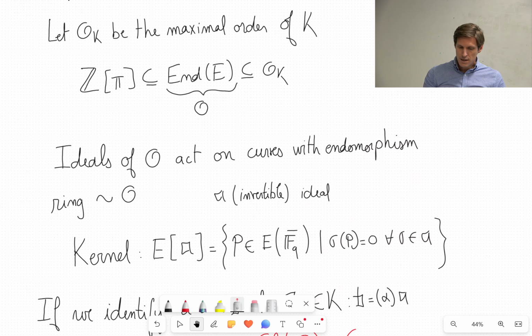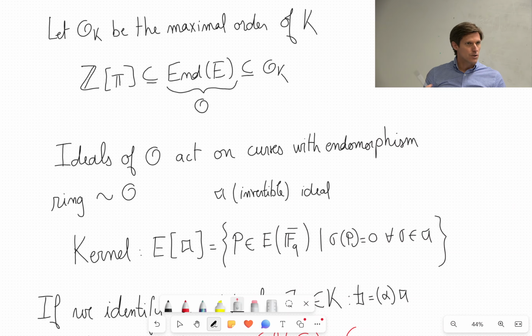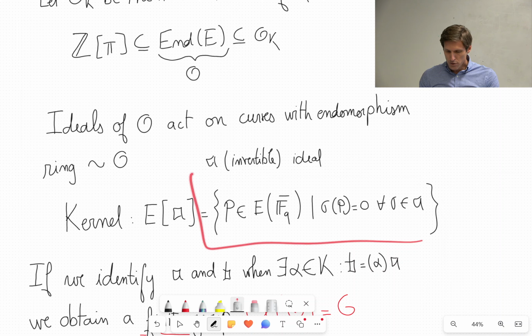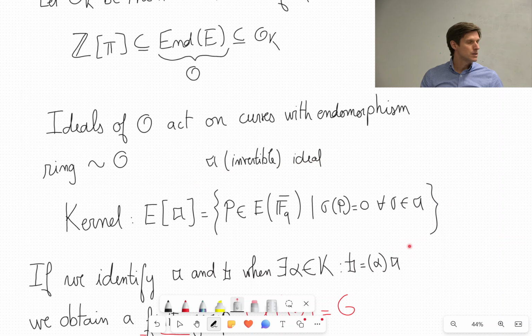So these ideals are the elements that are going to act on curves. Now, something that I believe was mentioned by Wissam is that you can construct isogenies from their kernel. So what we're going to do is define a kernel from an ideal. If you have an ideal of your endomorphism ring, you can define a kernel, which is essentially all the points that are vanishing at the endomorphisms in that ideal. And then from a kernel, you can create an isogeny.